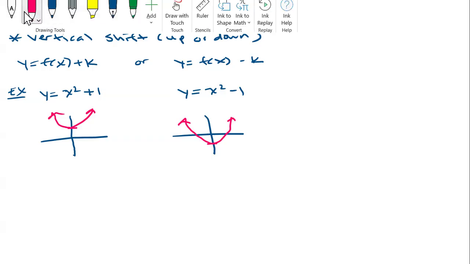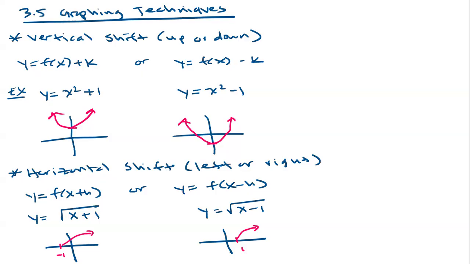The next portion here. Okay, so now if you have a horizontal shift, that means it goes left and right. So if the number is inside of that function, so this is a plus one or a minus one, then that means you're going to go left and right. And it's the opposite of what you think. So if it's a positive one, you actually go to the left. If it's a negative one, you actually go to the right.